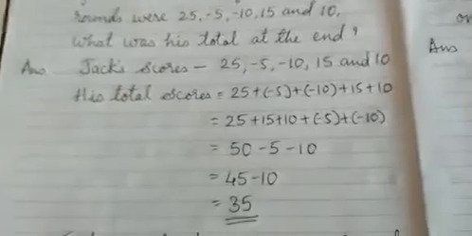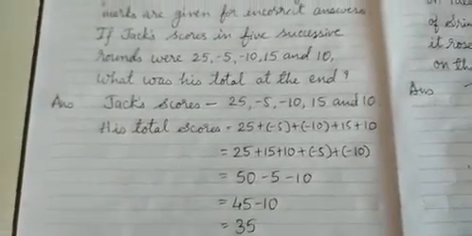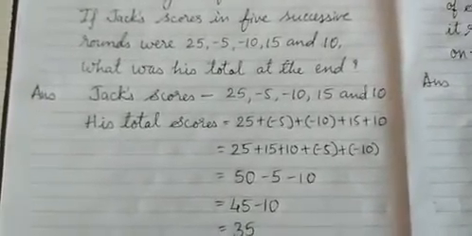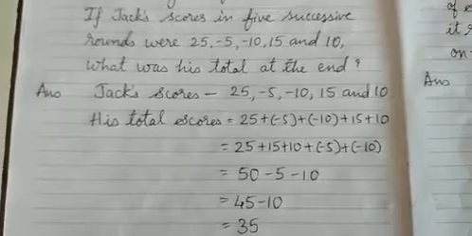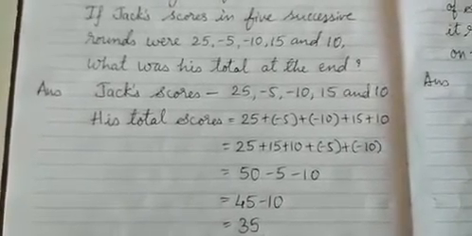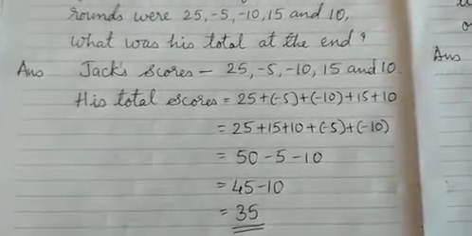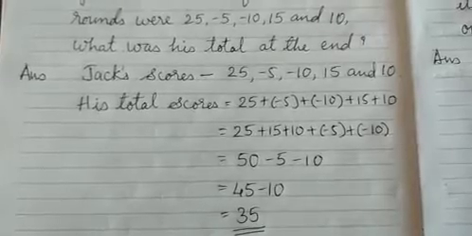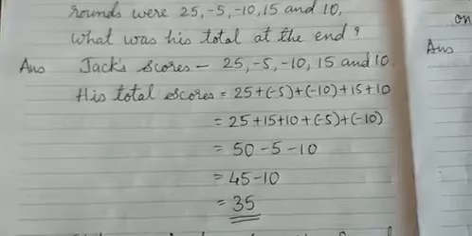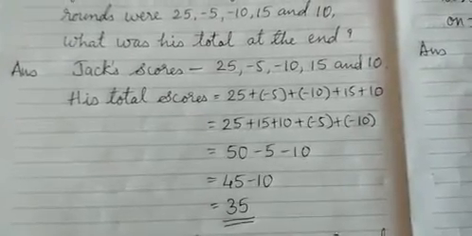What you would do? You will add up all the scores and get the answer. But a few are negative and a few are positive. Why? It is mentioned in the question itself that negative scoring is done for incorrect answers and positive scoring is done for the correct answers. So let's start the solution. Jack's score: 25 in the first round, second round minus 5, third round minus 10, fourth round 15, and in the fifth round he scored 10. What would be his total score?